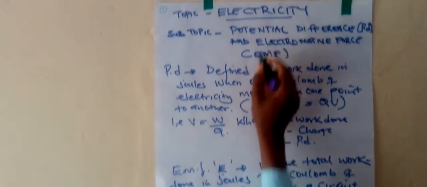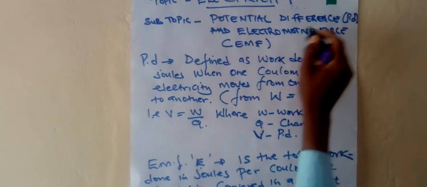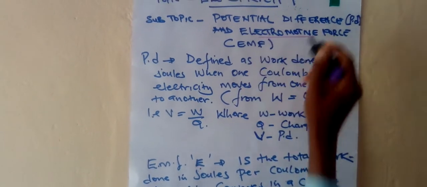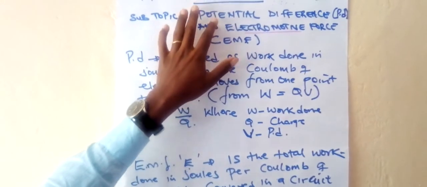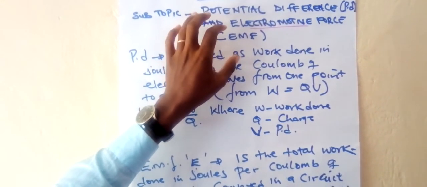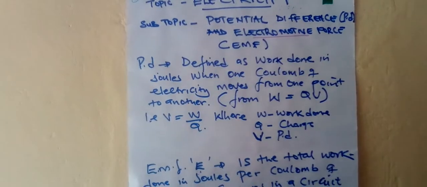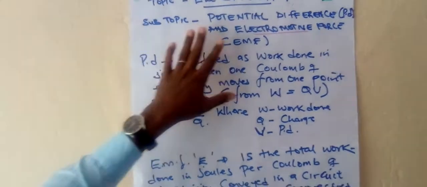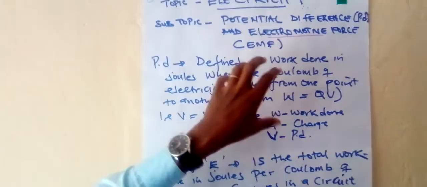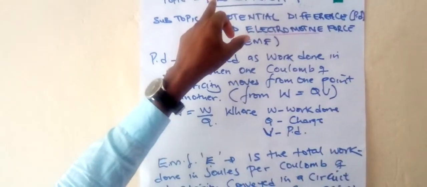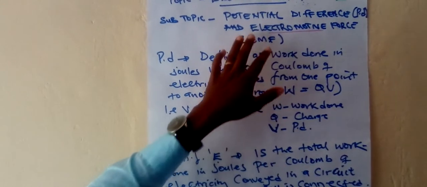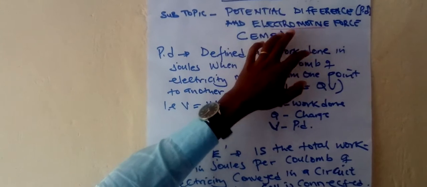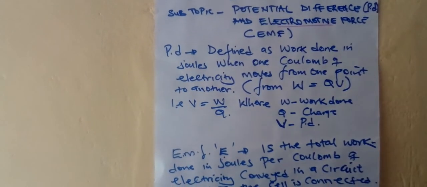Now, today our subtopic, we are going to look at potential difference and the electromotive force. Remember we said electricity is the flow of charged particles. Now, here I want to look at how we get electricity. We can get electricity when we have potential difference or when we have electromotive force.